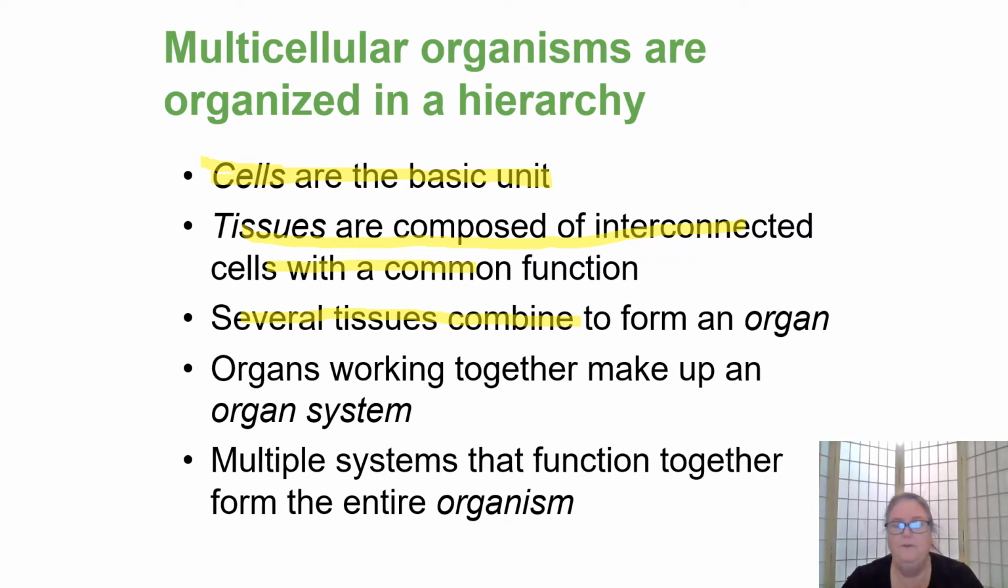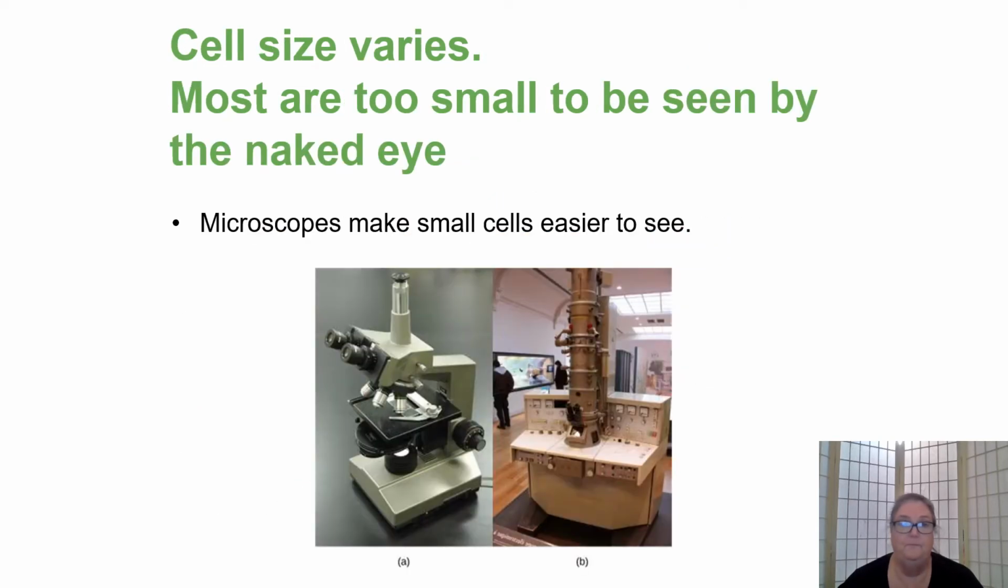So an example of an organ system would be the respiratory system, and that would include the nose, the pharynx, the windpipe, the trachea, and the lungs themselves. And of course, multiple organ systems together form the organism. So an organism is one individual of whatever species you're considering, in this case, human.